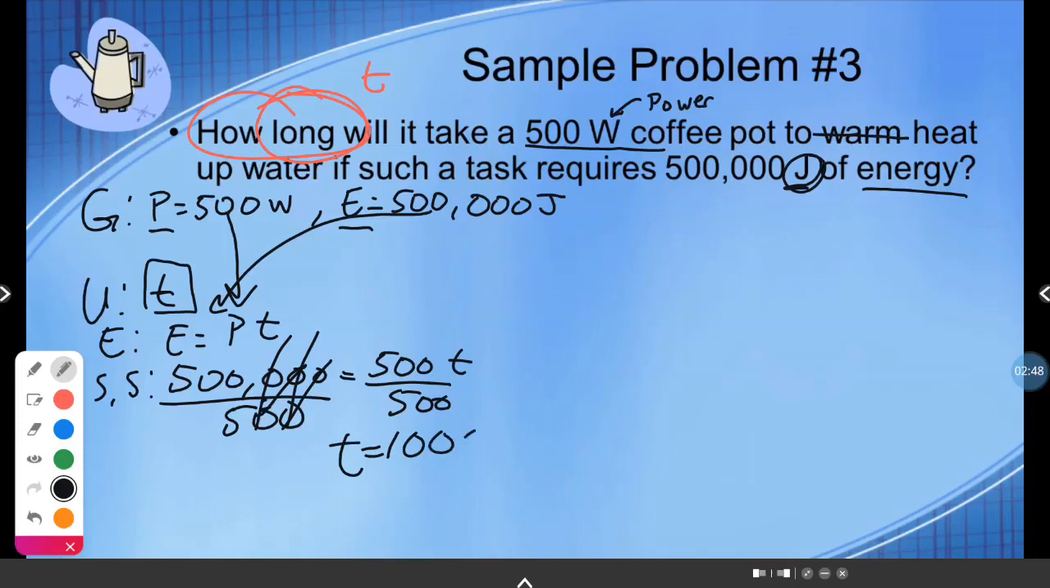Now, that may not mean much to us, 1,000 seconds. But if you divide that by 60, 1,000 divided by 60 gives us about 16.7 minutes, right? Which this problem isn't written realistically. That's pretty long for a coffee pot to heat water, but 500 watts maybe is not very much power, or maybe this is a lot of water to heat. But 1,000 seconds would be the answer to this question. All right, let's go to the next one.